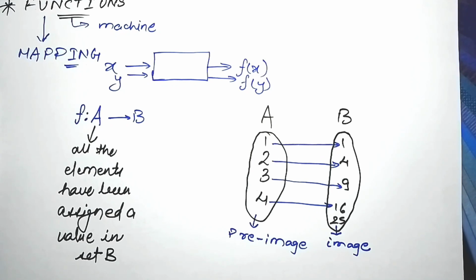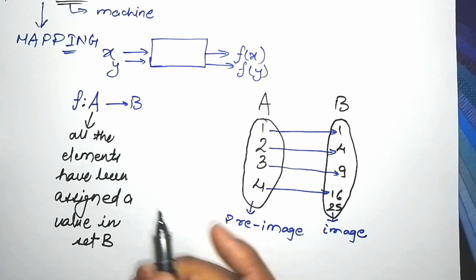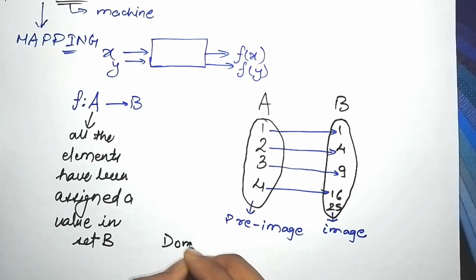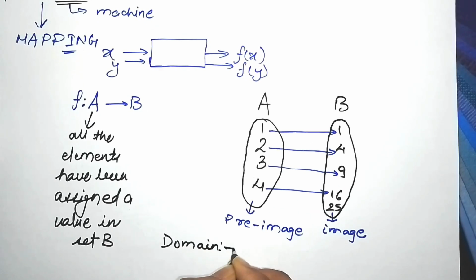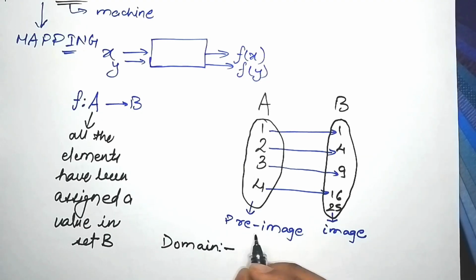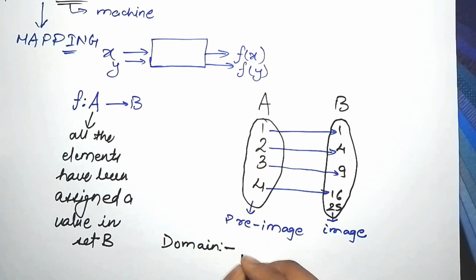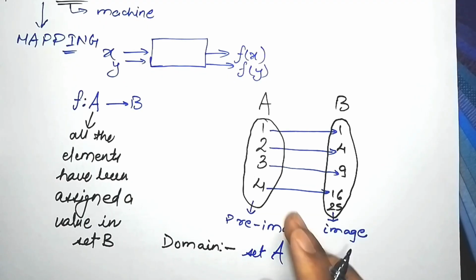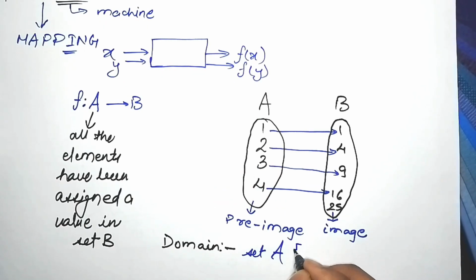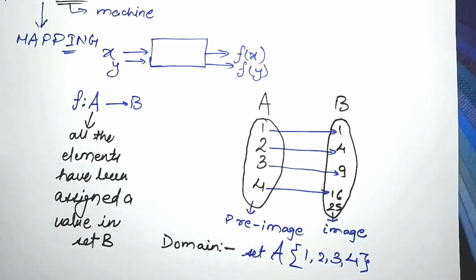Now, there are three more words that we have to understand. The first word is domain. Domain basically means the set from which we have defined the function. Basically, set A. So here the domain would be 1, 2, 3, and 4. I hope you understand this.